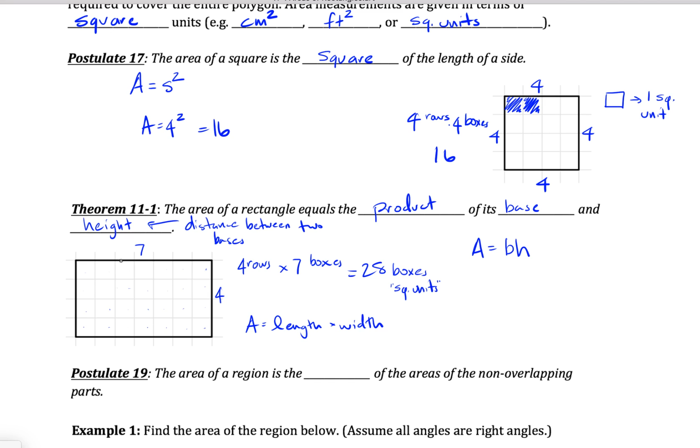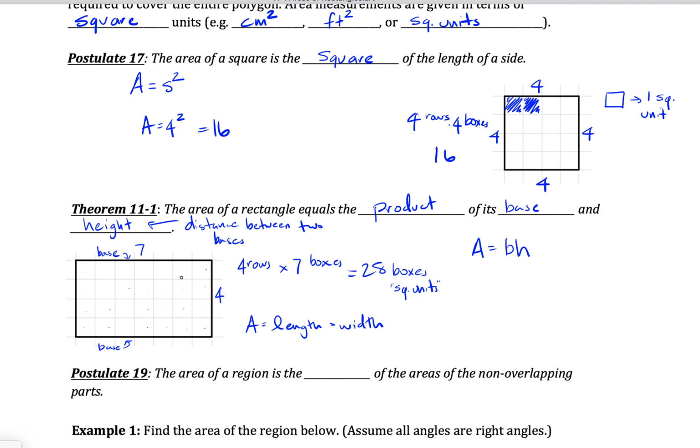So if we called this a base, this side in this rectangle that's 7 units long, and the opposite side is a base, so we have maybe a base right here, and we have another base down here. So that's a base, and that's a base. Then the height would be the distance between those bases.